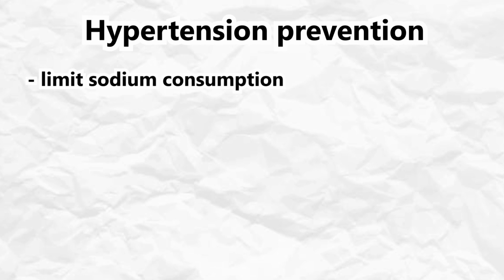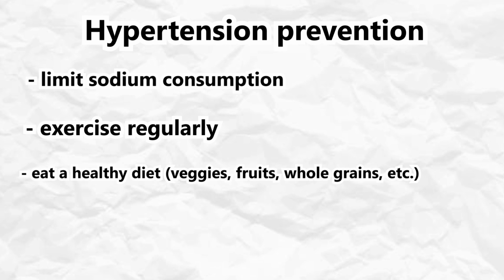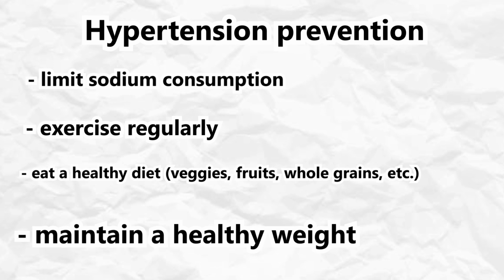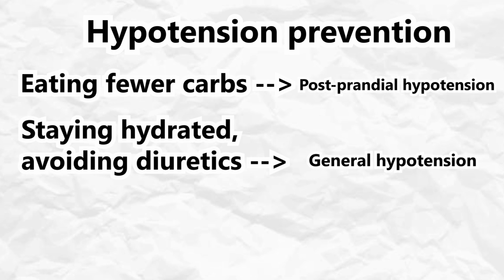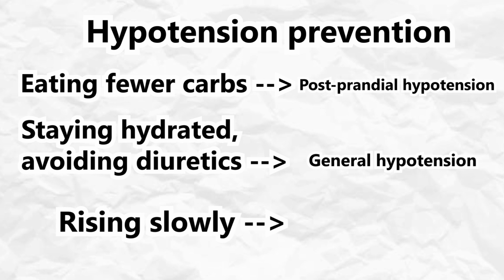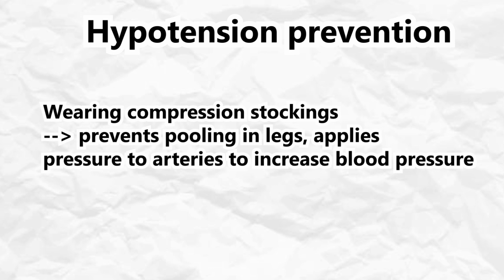To prevent hypertension, limit sodium consumption, exercise regularly, eat a healthy diet, and maintain a healthy weight. To prevent hypotension, eating fewer carbs can ease postprandial hypotension, staying hydrated and avoiding diuretics such as alcohol keeps blood volume stable. Rising slowly can prevent orthostatic hypotension. And lastly, wearing compression stockings can prevent pooling in the legs.